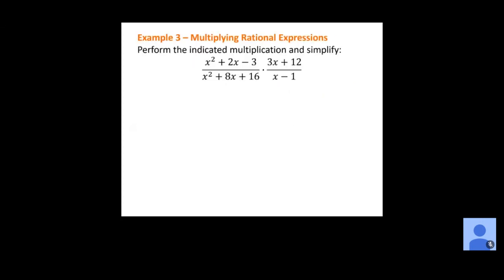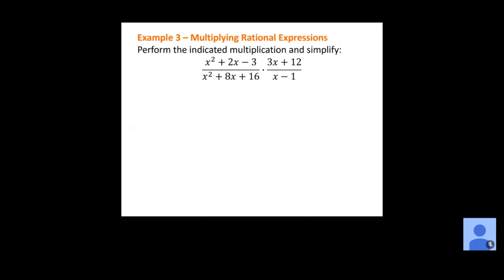All right. Now we want to multiply. Okay, so we've got this big rational expression over here, x squared plus 2x minus 3 over x squared plus 8x plus 16. We're going to multiply that by 3x plus 12 over x minus 1. Now, before we do any multiplying at all, the first thing I want to do is factor, see if anything cancels, and then we'll multiply, right?